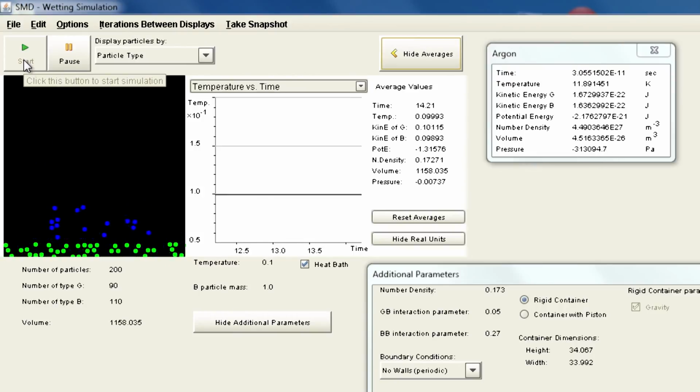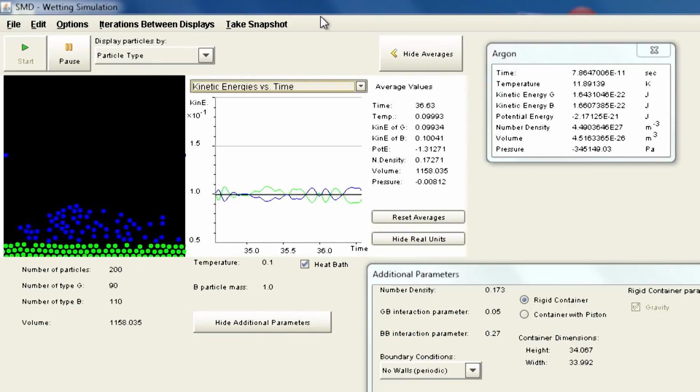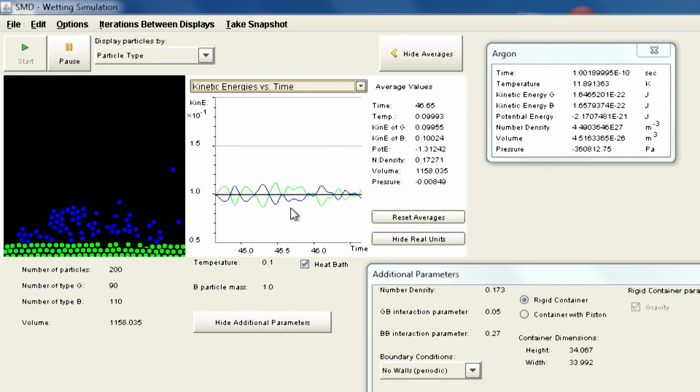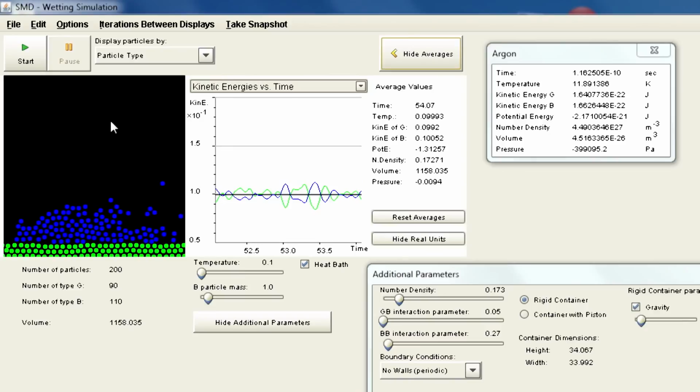Now, we will let it go for a little while. So, let us look at the kinetic energy term, and you can see the green line and the blue line. Let me stop it. So, you can see the green line is fluctuating differently than the blue line, because green is in solid state and the blue line is in the liquid phase. We are looking at the kinetic energy of the two systems, but as you see from its phase, it is now spreading over the surface, and that is called wetting.